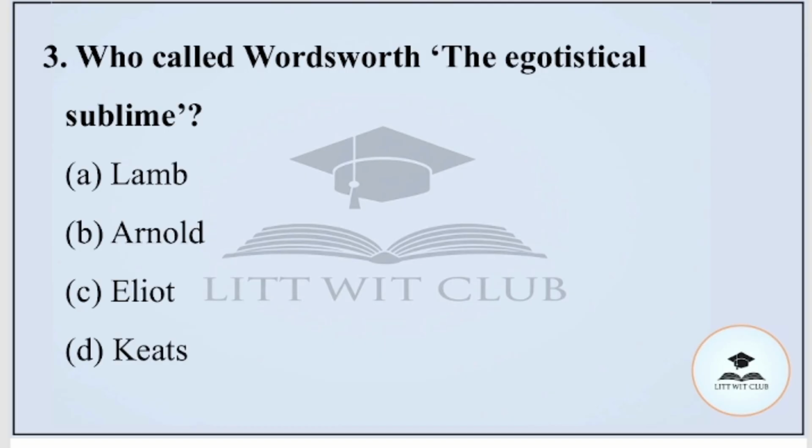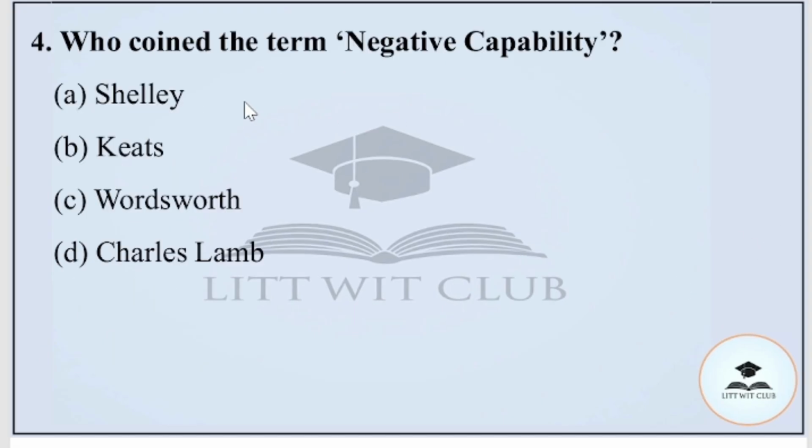Okay. Question number 3. Who called Wordsworth the egoistical sublime? Options are Lamb, Arnold, Eliot, or Keats. And the correct answer is John Keats. Question number 4. Who coined the term negative capability? Options are Shelley, Keats, Wordsworth, or Lamb. And the correct answer is John Keats.